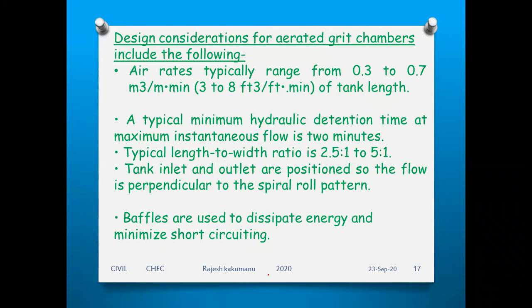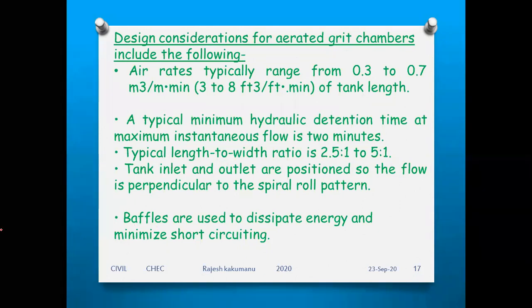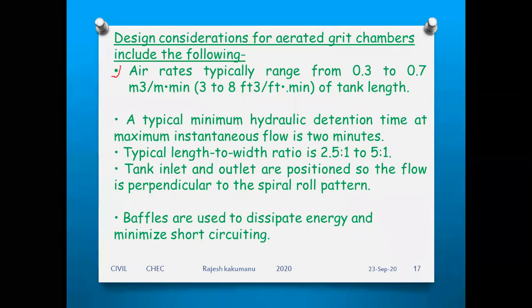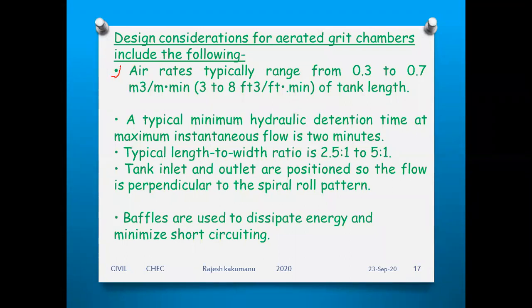Then what are the design considerations of aerated grit chambers? See the first one. అంటే ఒక ఏరియేటెడ్ గ్రిట్ ఛాంబర్ ని సెటప్ చేసినప్పుడు దాని డిజైన్ కన్సిడరేషన్స్ బేస్డ్ అపాన్ ద స్పెసిఫికేషన్స్ ఎలా ఉండాలి, సైజ్ ఆఫ్ వాటర్ ఎలా ఉండాలి, కెపాసిటీ. ఫస్ట్ వన్ ఈజ్ ఎయిర్ రేట్స్ typically range from 0.3 to 0.7 meter cube per minute, అంటే 3 to 8 feet per minute of tank length.